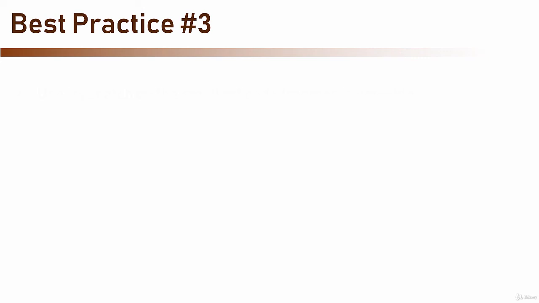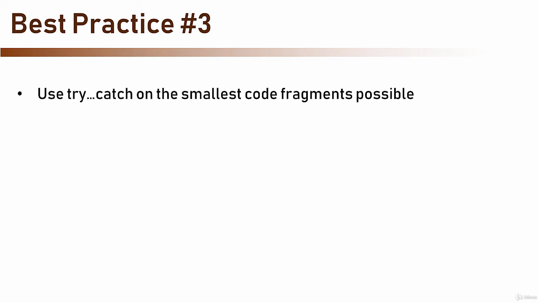Third, use try-catch on the smallest code fragment possible. More than once I saw methods that began with try and ended with catch, and the developer thinking this is the right way to handle exceptions. Well, this is wrong. Always use the try-catch mechanism on the smallest code fragment possible.